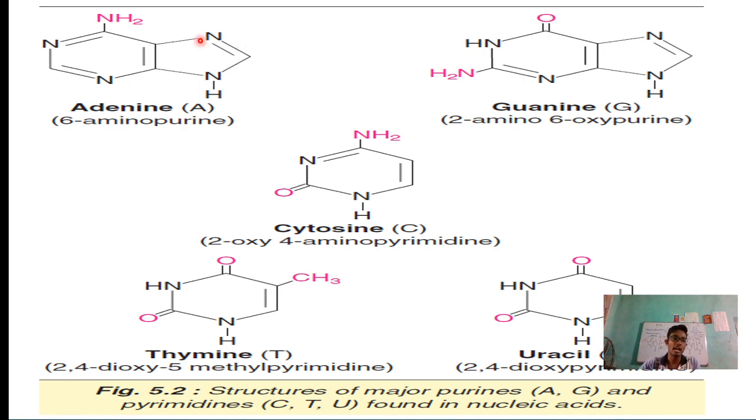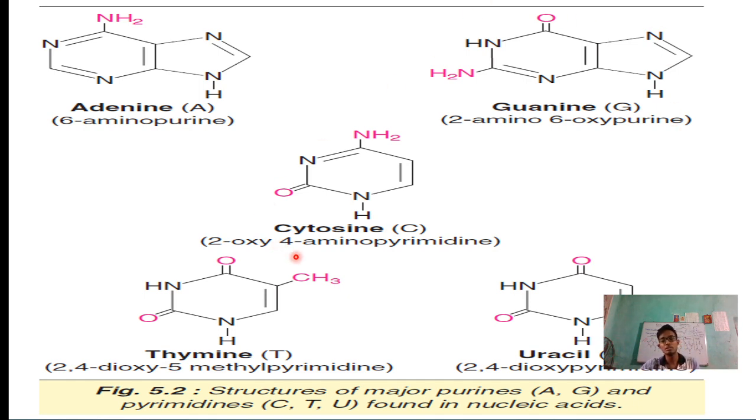Here you can see this is the adenine, and in adenine the NH2 group is at the sixth position, so it is called 6-aminopurine. Here you can see guanine. The general structure for adenine and guanine remains the same, but here the NH2 group is attached at the sixth position, so this is 6-aminopurine. Here you can see 2-amino and 6-oxypurine, because if I number here, the 2 position is amino, and at the sixth position an oxy group is present, so it's called 2-amino-6-oxypurine.